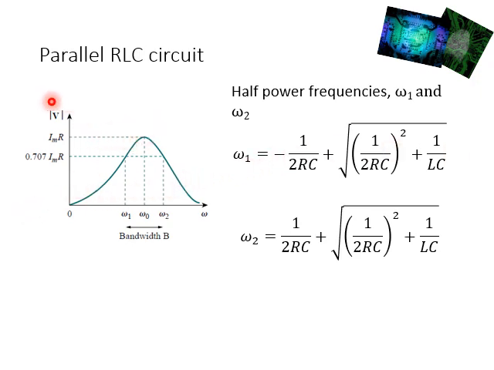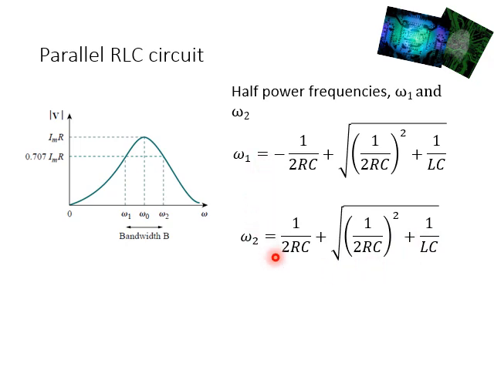And this is the voltage curve, voltage versus frequency. This is equivalent to the current curve in the series RLC circuit in the previous slide, part 1. As we have shown before, the half power frequencies omega 1 and omega 2 can be calculated using this equation. Omega 1 equals minus 1 over 2RC plus the square root of (1 over 2RC) squared plus 1 over LC. This one is minus, this is positive. Omega 2 is positive: 1 over 2RC plus the square root of (1 over 2RC) squared plus 1 over LC.